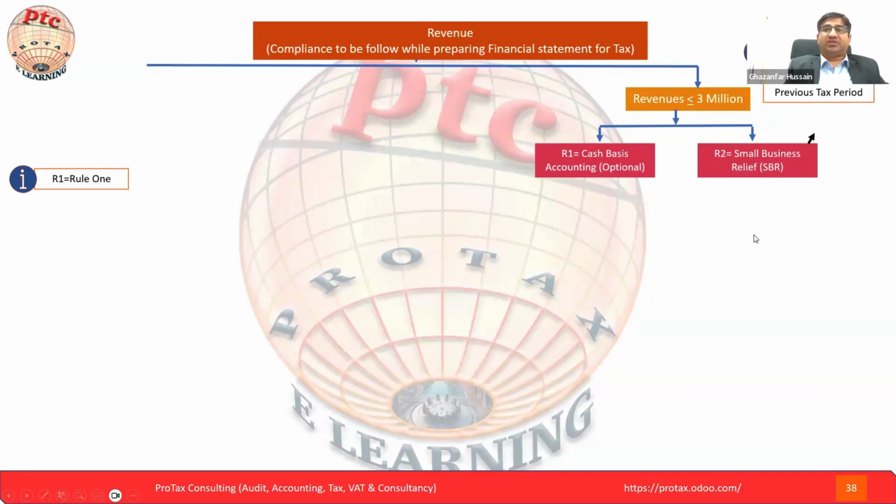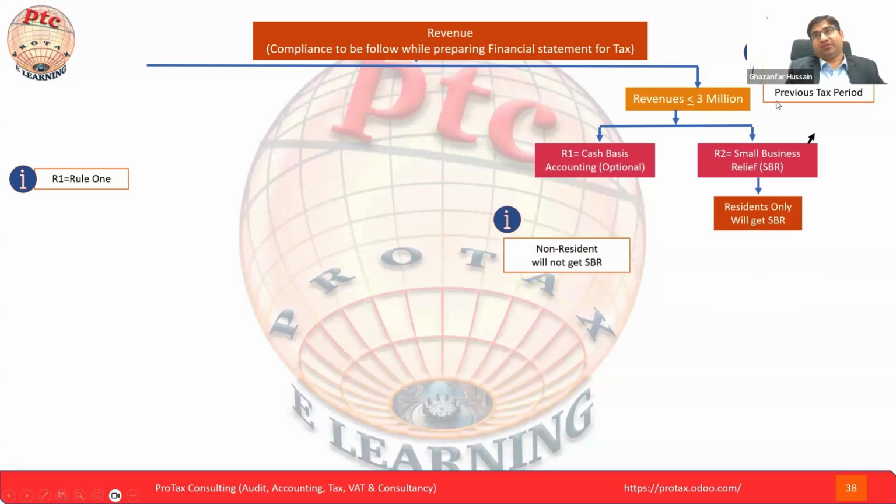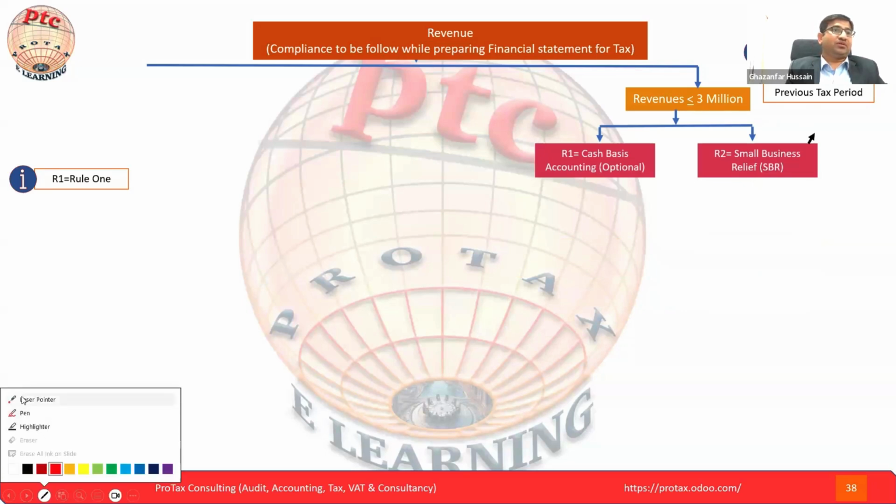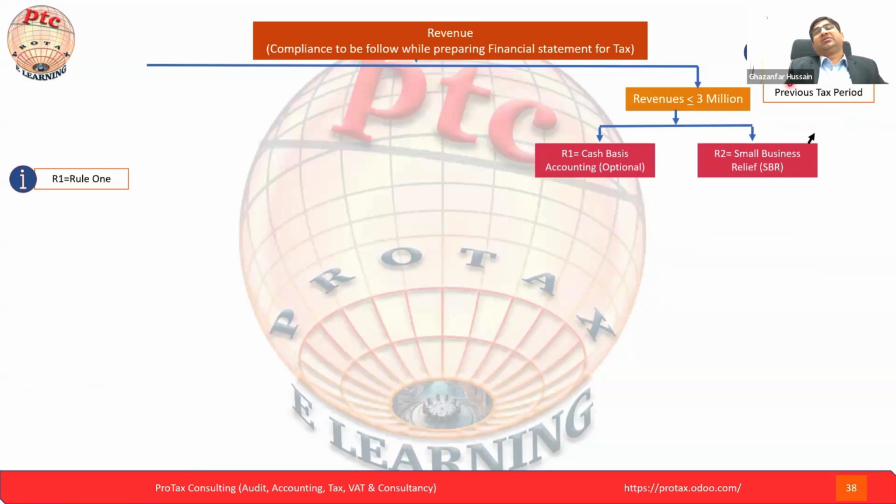The important part of the small business relief is the tax period. It means that in the current year and the previous year, the revenue must be less than 3 million. Here is a very common misunderstanding. Let's say your first tax period is 2023. Let me just take the laser pointer. If the company's first tax period is 2024, January to December, and its revenue is less than 3 million.